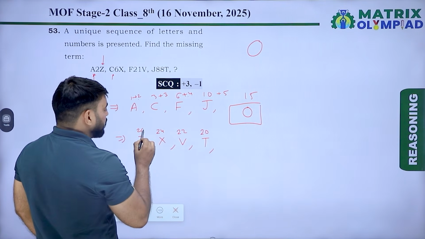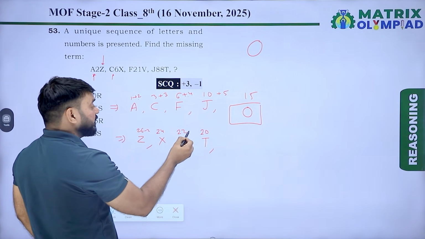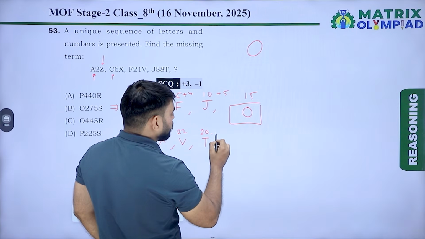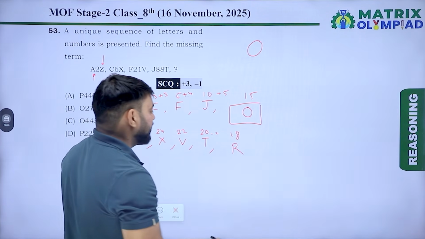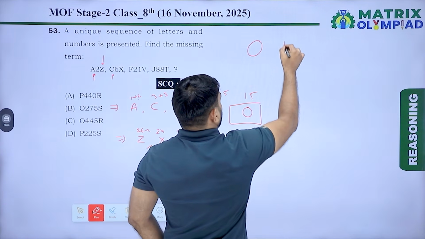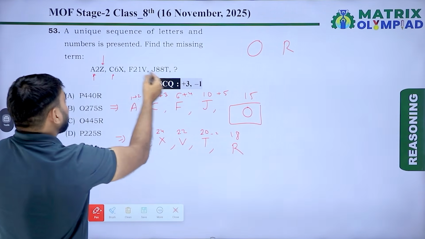So pattern is 26 minus 2, it means 24, 24 minus 2, it means 22, 22 minus 2, it means 20. Now 20 minus 2, it means 18, 18 it means R. So second missing letter of missing term is R. Now find the missing number.